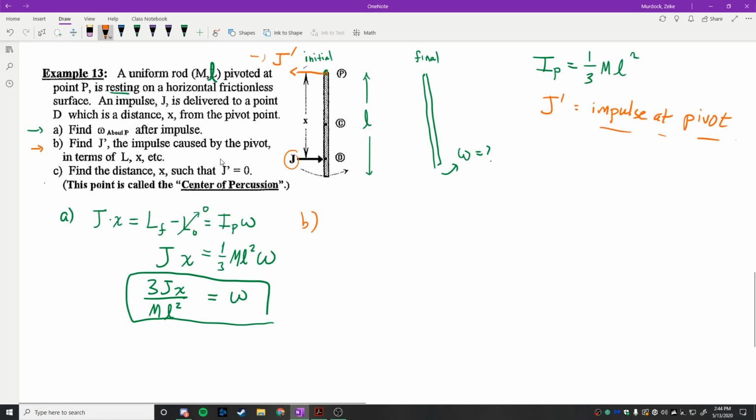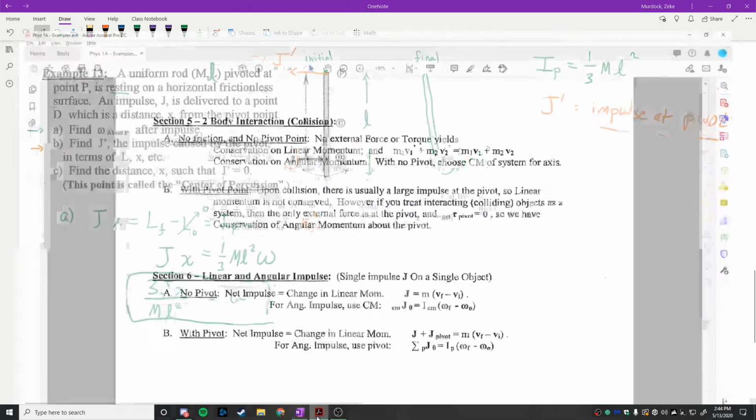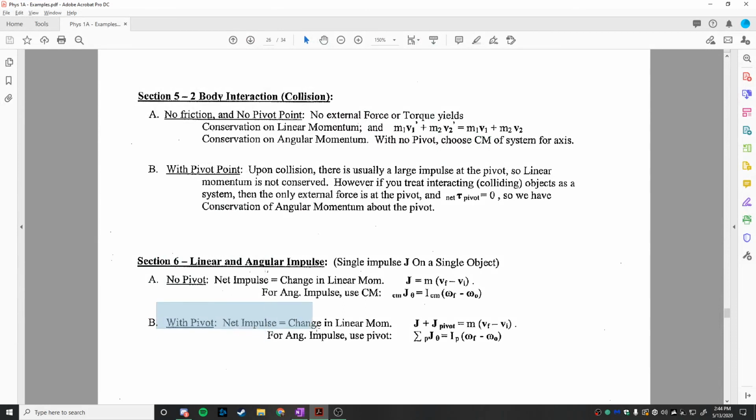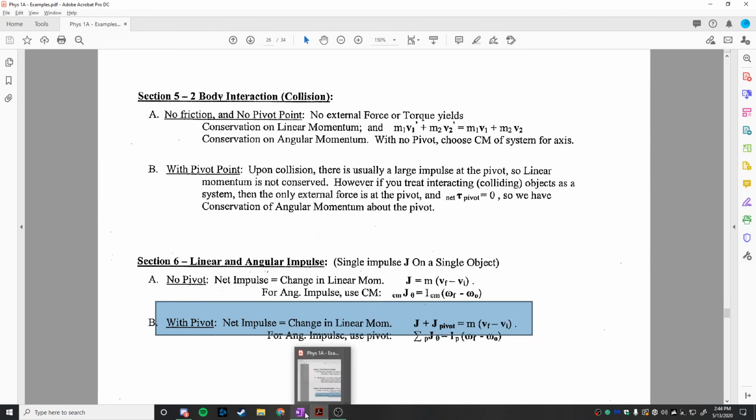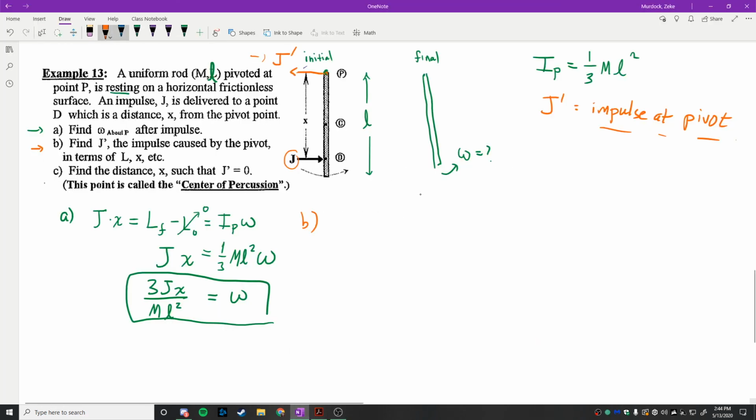Now, to figure out what it is, we rely on this other equation right here. Since there is a pivot, the net impulse is equal to the change in linear momentum. That equation right there is what we're going to use, okay? The impulse plus the impulse at the pivot is going to be equal to the change in momentum, the linear momentum of the system, okay? So, let's write that equation down.